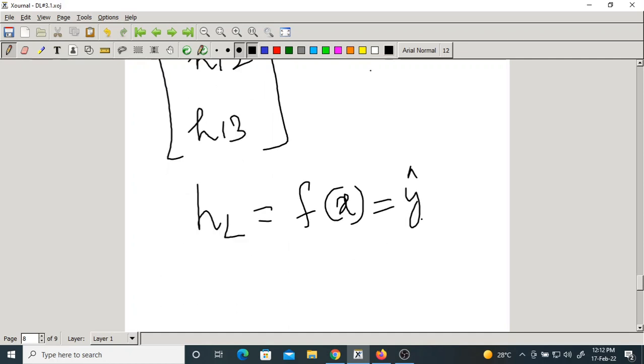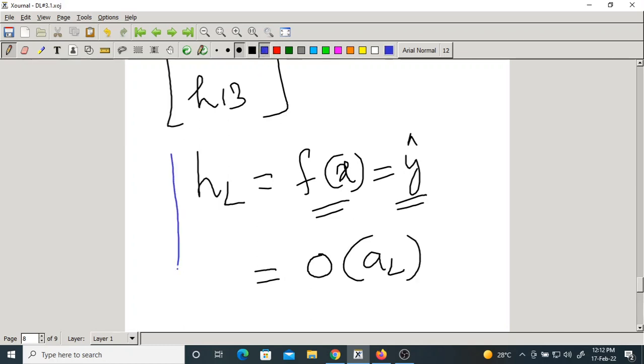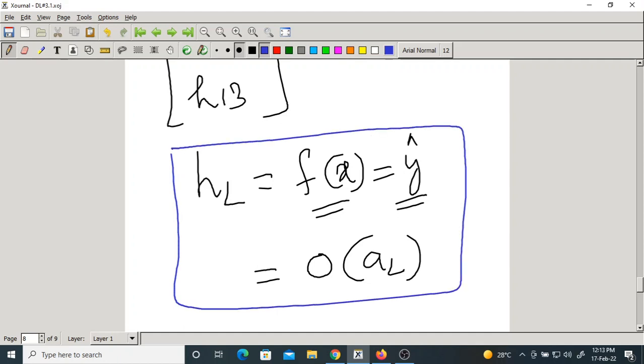How to get this? This is a predicted value, right? This is a true value. So that equals O of AL. This is what we have: a multi-layer neural network. For simplicity, we have taken 3 layers: the 0th layer, 2 hidden layers, and 1 output layer.